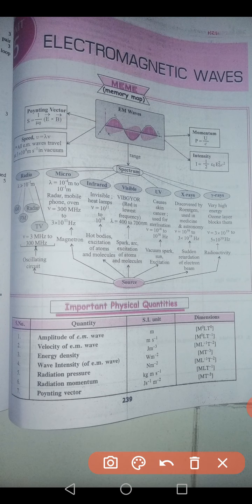Then the very important part of this chapter is the electromagnetic wave spectrum. The electromagnetic wave is divided into 7 parts, starting with radio waves, microwaves, infrared, visible, UV, X-ray, gamma ray. So there are 7 parts of this electromagnetic spectrum. Here you have to remember what the source of these rays is, where we get them from. About the source we will discuss on the next page. There it is written nicely.